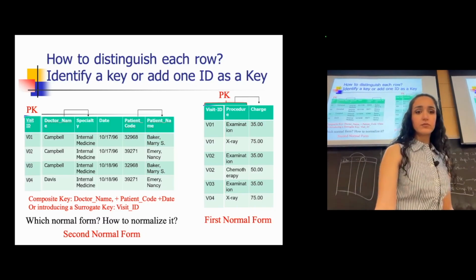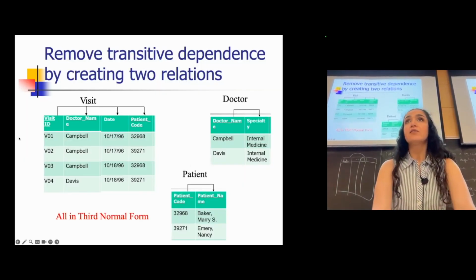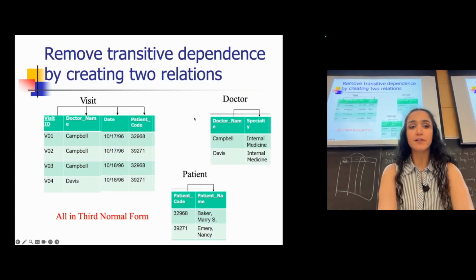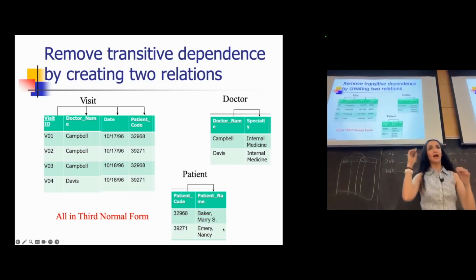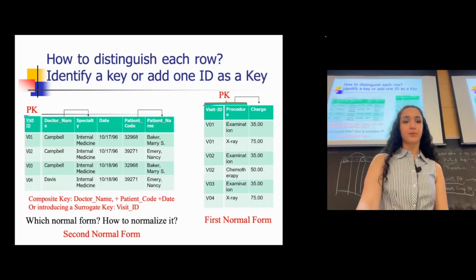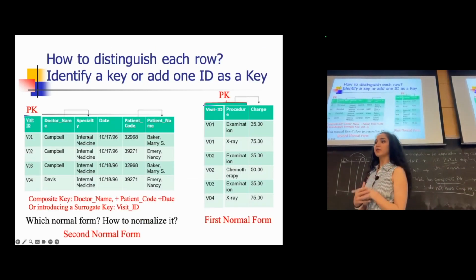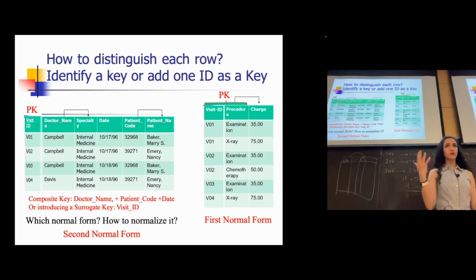Now, let's say we normalize the table this way. So we have visit information here, like visit ID, doctor name, date, and patient code, right? And then we have one table for doctor and one table for patient. Can anyone explain how I came up with these three tables from here? So look at the table on the left. We have visit ID, doctor name, specialty, date, patient code, patient name. We already know that it's not in 3NF. And we know that there are two transitive dependencies, right?